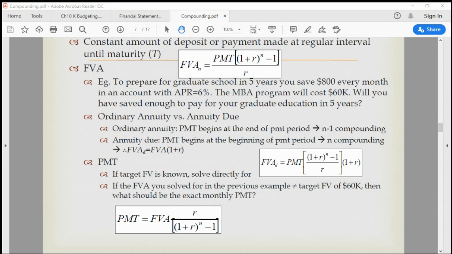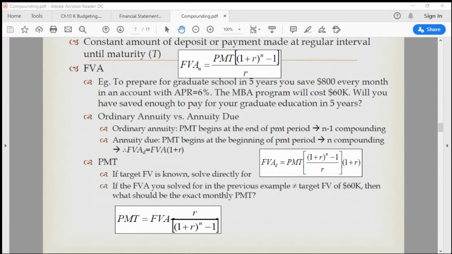So let's say you get a part-time job, and from the part-time job, let's say you can save $800 every month. Now, you have to save a regular amount. It shouldn't be an irregular amount, and you should be making a deposit at a regular interval. And the regular interval in this case would be monthly, right? At the end of every month.